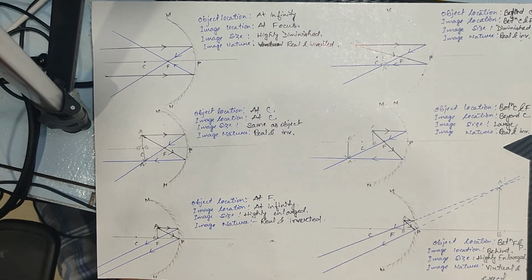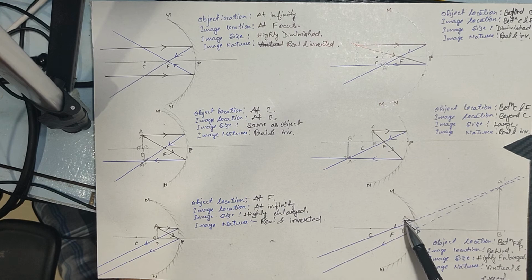As we are bringing the object closer towards the mirror, here we will place it between the principal focus and the pole, or between the mirror. So between the principal focus and the mirror, we will place the object. We will name it A and B, and we will apply two different rules.